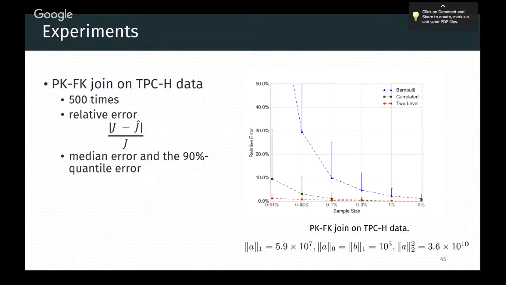We also do experiments on primary key-foreign key joins on TPC-H benchmark data, where we run each estimator 500 times, measure the relative error each time, and then take the median error and the 90% quantile error and show them on the graph. In the graph, you can see that the error of two-level sampling is much smaller than correlated and much smaller than Bernoulli. And as the sample size becomes larger, the error drops.